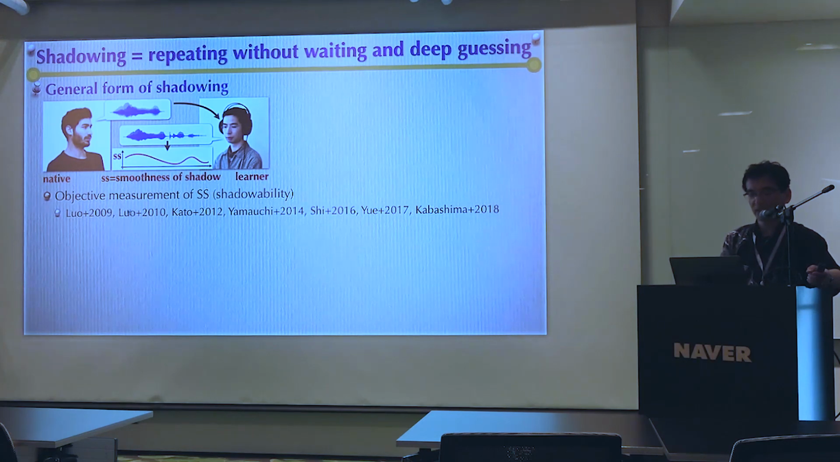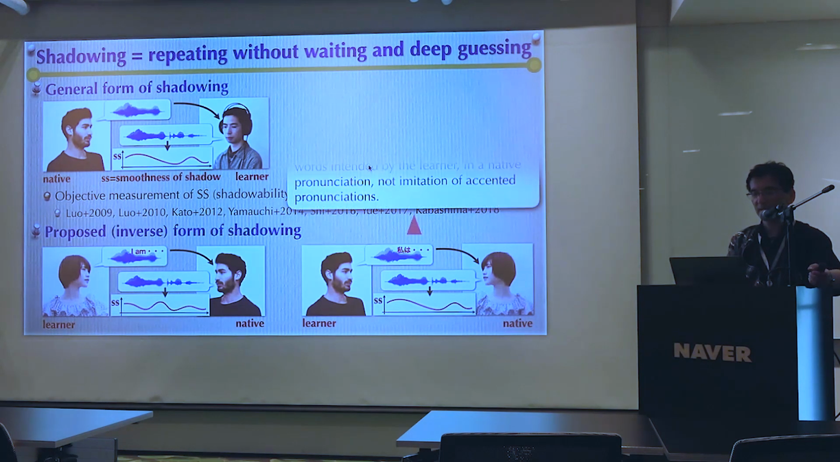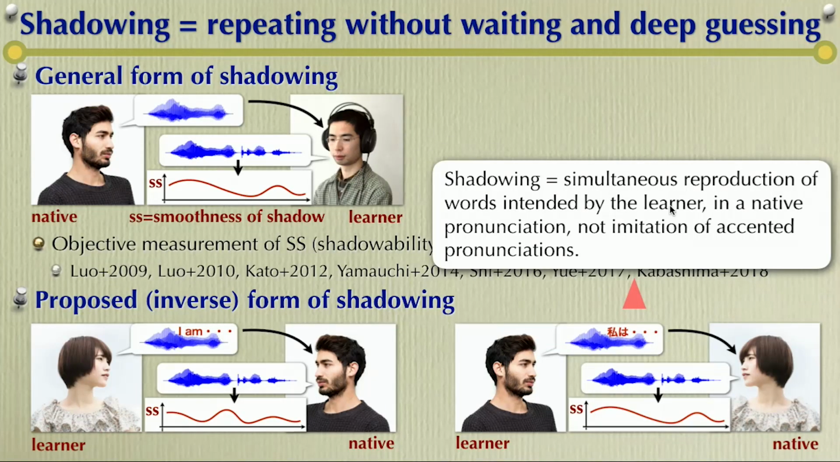We did a series of studies quantifying the smoothness of shadowing. Using these technologies, we introduced reverse shadowing: learners' utterances are presented to native speakers, and native speakers have to shadow. Japanese English is presented to Americans who have to shadow, and American Japanese is presented to Japanese people who have to shadow. Here shadowing means a simultaneous reproduction of words intended by the learner in a native pronunciation, not imitation of accented pronunciations.